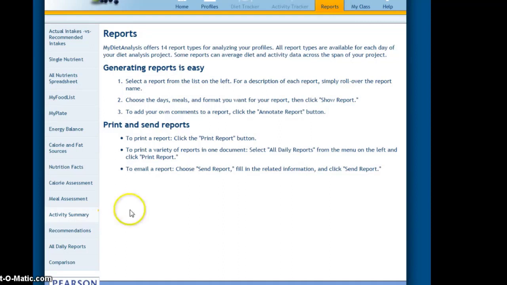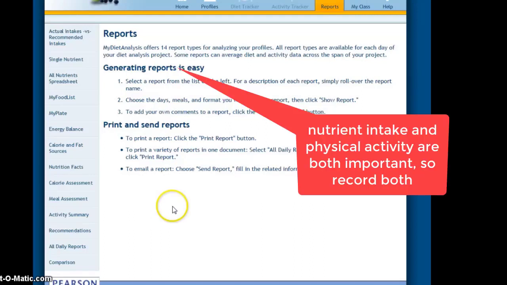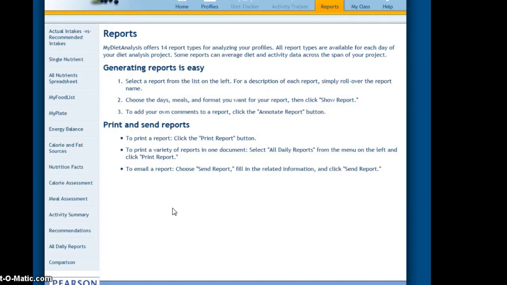The reason is I want to see not only what you're eating and what nutrients you're getting out of the food, but also how much activity you're doing, because that's another part of the equation. After you've generated your reports, you can print the report or send the report and make it into a PDF file, or just simply cut and paste the report into a Word document.